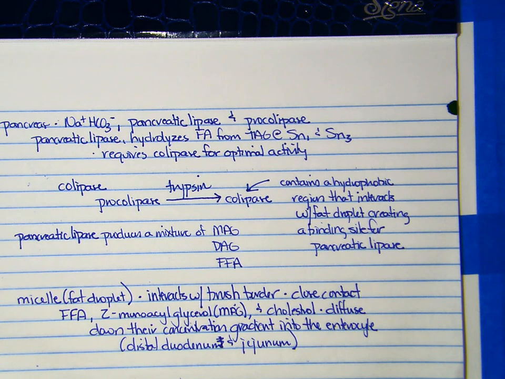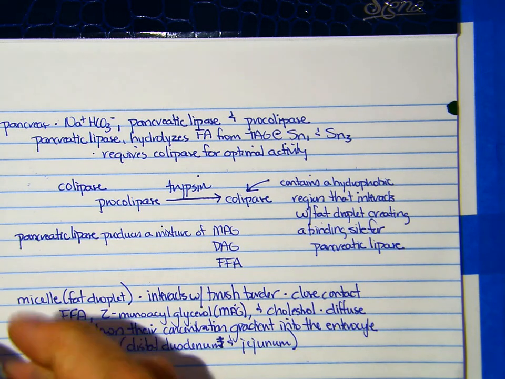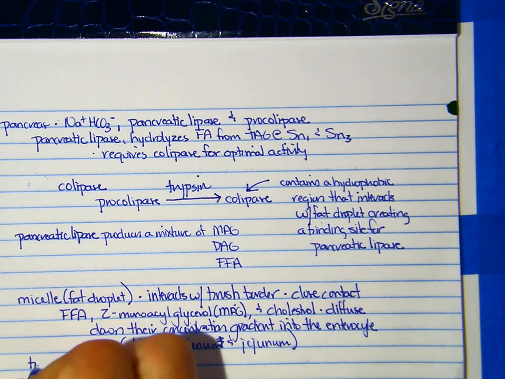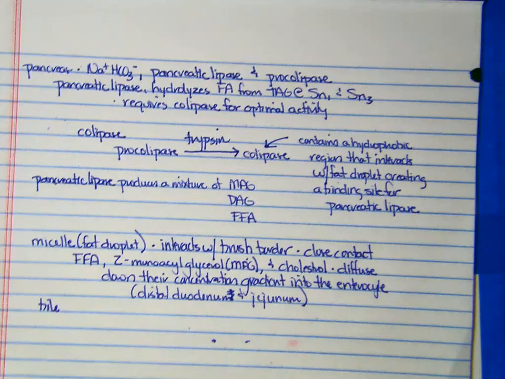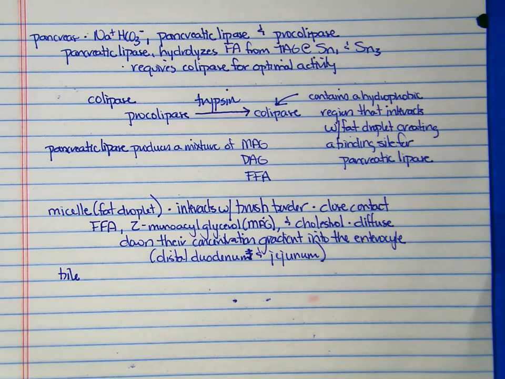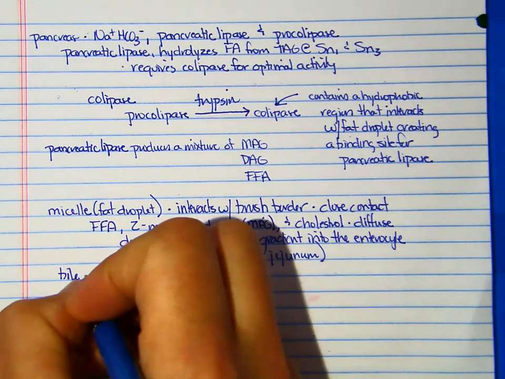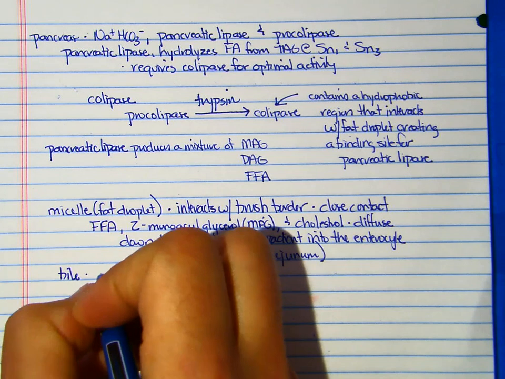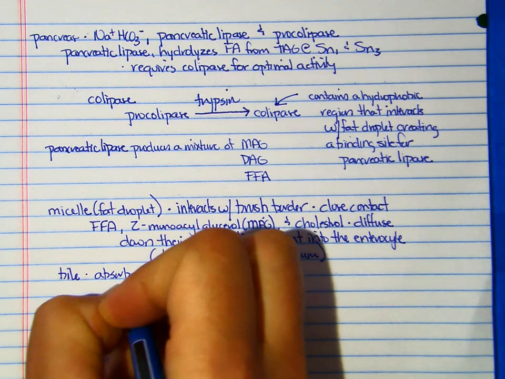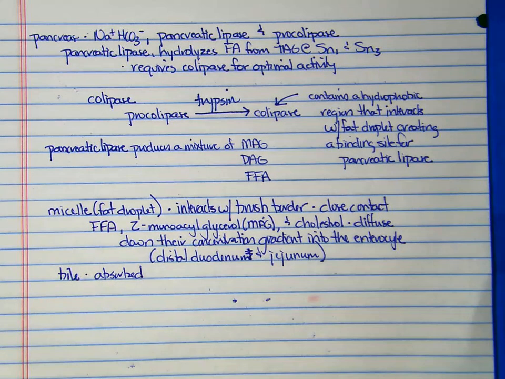Okay, so this micelle, the fatty acids, the 2-monoacylglycerol, and the cholesterol basically diffuse into the enterocyte, and basically all you have left then is bile. And bile, again, headed to the danger zone. Bile is absorbed in the ileum.